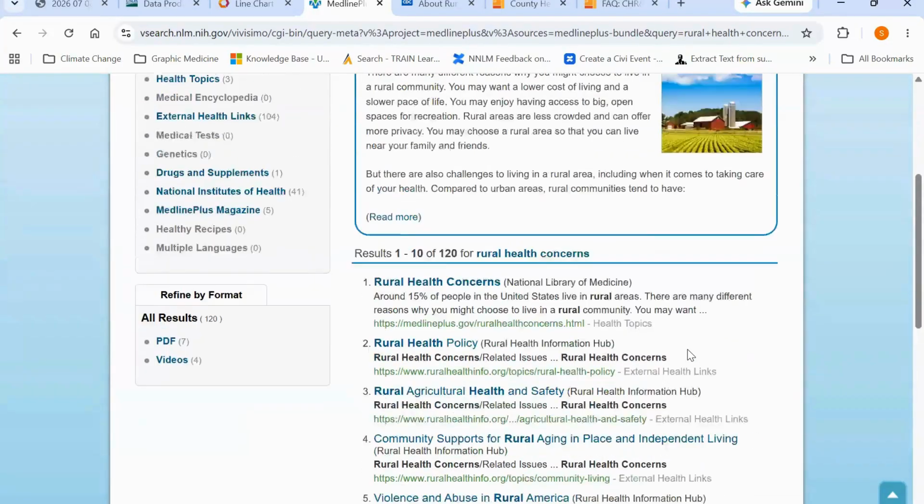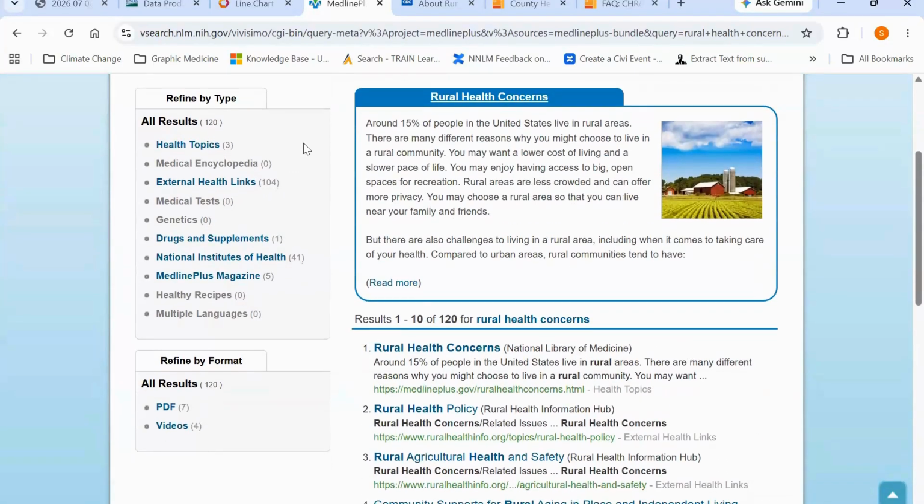And you can refine by type. So health topics is going to be on Medline Plus, and the Medical Encyclopedia would be still here on Medline Plus. External links would be things like RH Hub, Mayo Clinic, American Heart Association, other trusted resources.